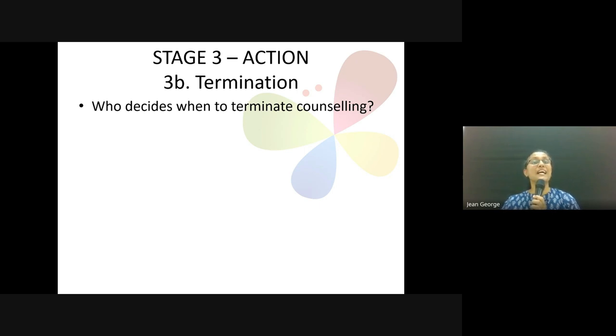Okay, so who decides when to terminate? The counselee may say, you know, I stopped drinking for 1 year. I think I'm fine. I think I can manage. So they can decide when to terminate. The counselee is generally the one to terminate, or the counselor can also suggest, you know, you seem to have done. Francis? Ah, okay.